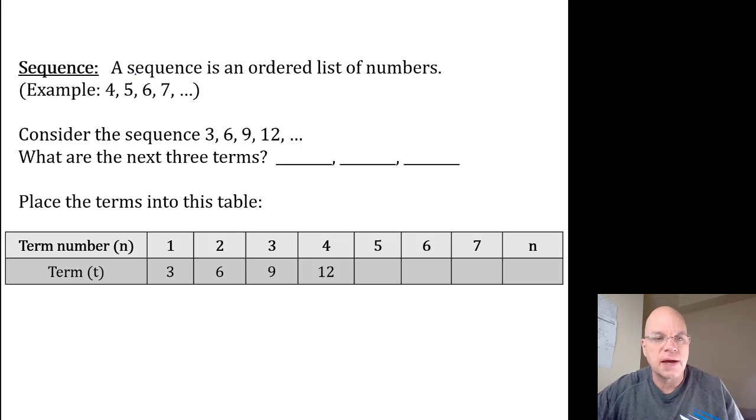Okay, so on your notes is a definition of a sequence. It's an ordered list of numbers. We're talking about a numeric sequence. 4, 5, 6, 7, dot, dot, dot is an example. Of course, it goes 8, 9, 10, 11, 12. They don't have to be consecutive numbers.